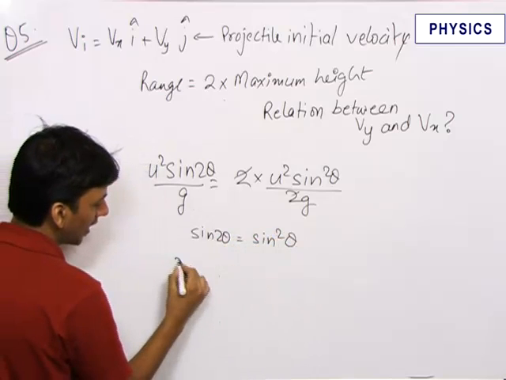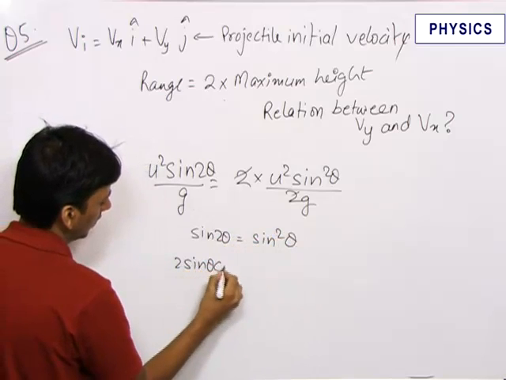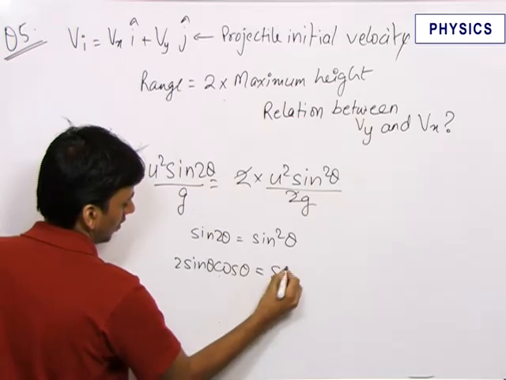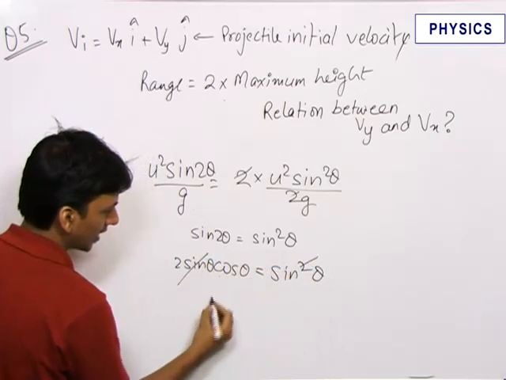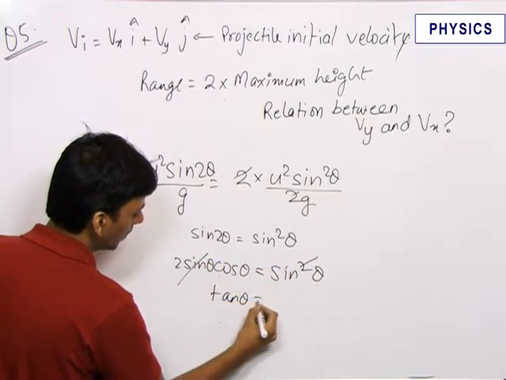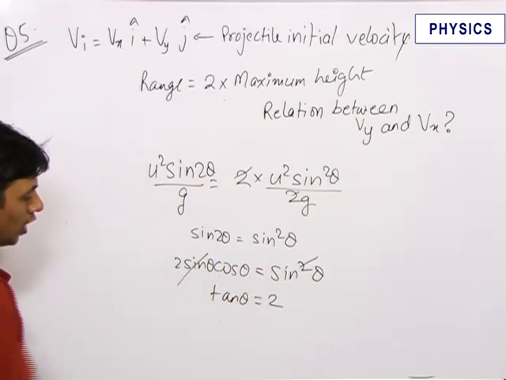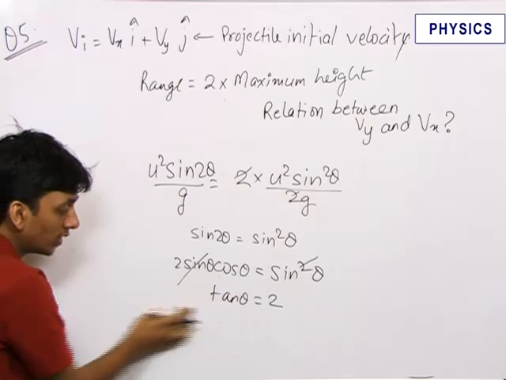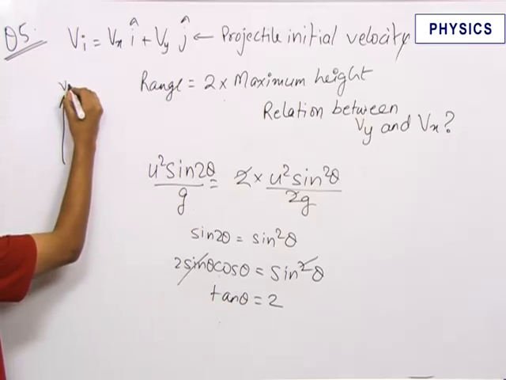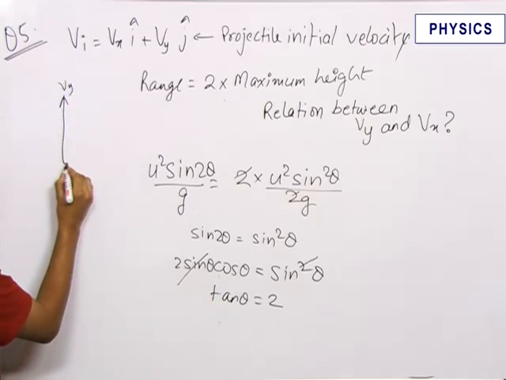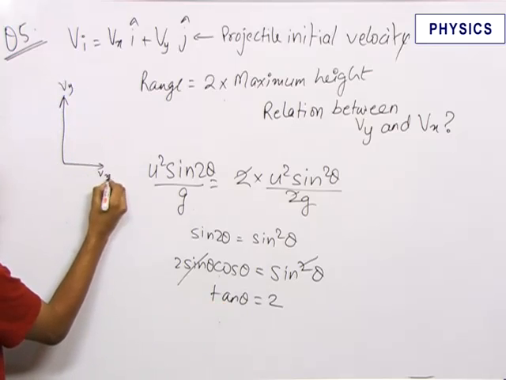Sine 2 theta can be written as 2 sine theta cos theta. Now on solving, this gets cancelled and we get tan theta is equal to 2. Now what is tan theta? Now the initial velocity was Vy here and Vx in this direction.